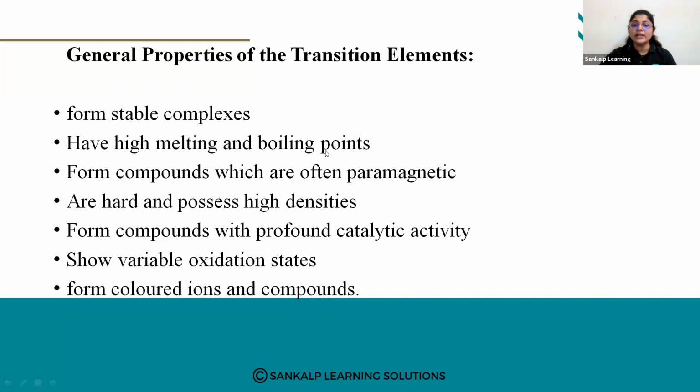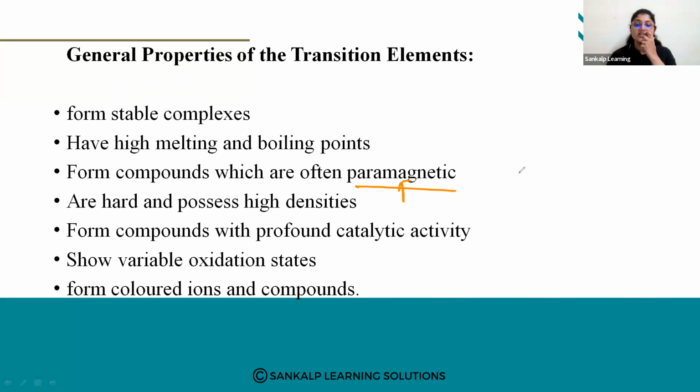They have high melting point and boiling point. They form compounds which are often paramagnetic in nature. What do you mean by paramagnetic? There will be free electrons. The electrons here are unpaired. Whenever the electrons are unpaired, they are said to be paramagnetic. They are attracted by the magnetic field, and thus it is paramagnetic in nature.